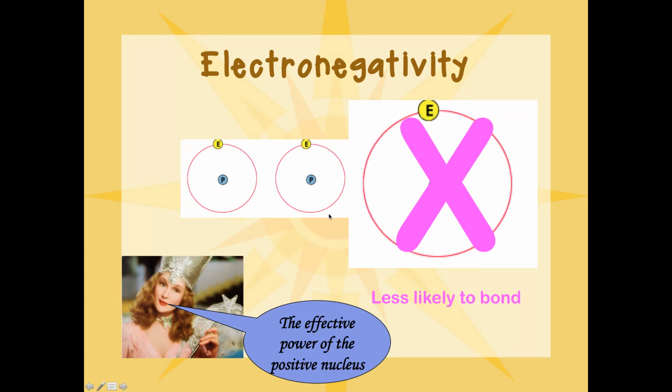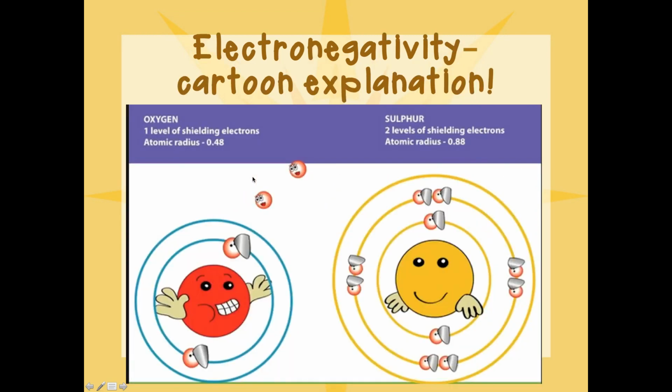So again, it's about the effective power of the positive nucleus. This nucleus is not close enough to be effective. This nucleus is close enough, so it's more likely to pull this electron to itself and to create a bond. Here's just kind of a little cartoon example. So here's oxygen, which has one level of shielding.